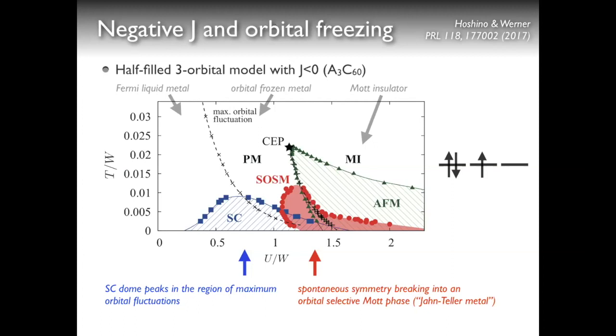And so even at half filling, the orbital freezing crossover and the superconducting phase occur before we reach the Mott insulating phase. And therefore we have a nice superconducting dome detached from the antiferromagnetically ordered Mott insulating phase. This phase diagram shown here is qualitatively very much consistent with the phase diagram in Fullerites measured under chemical or physical pressure. So I think this orbital freezing is really relevant for the superconductivity in these materials.